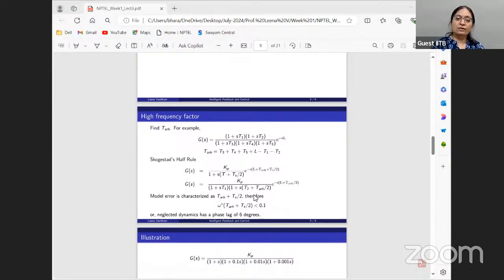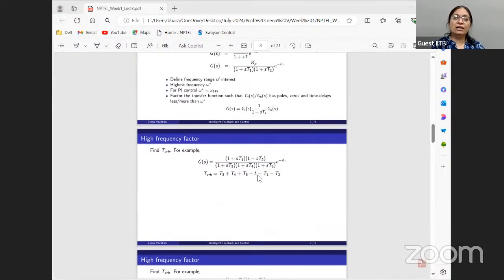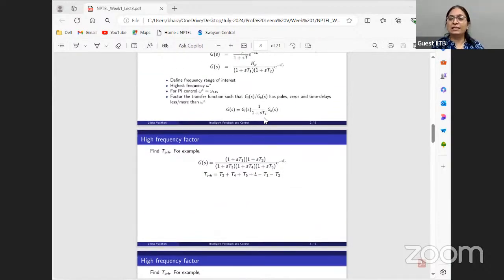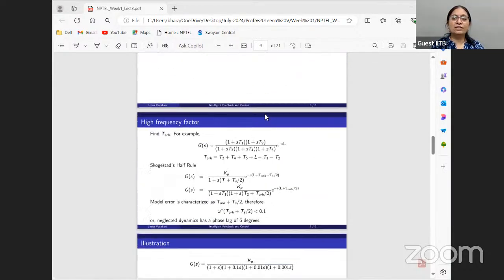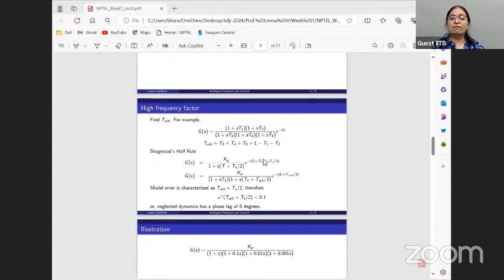In this half rule, if it's a first order system, we'll find out the average residence time for the high frequency part, and then apply this formula to get my first order system. So you can see the breakup that we are doing is 1 by 1 plus Ts s. This Ts time constant comes up there, and the high frequency part turns out to be calculating my average residence time corresponding to high frequency.